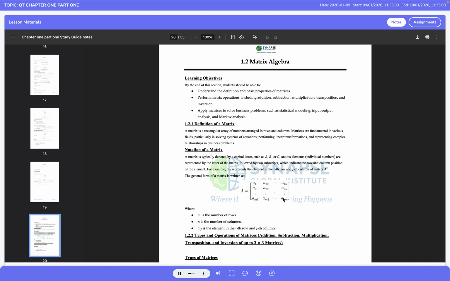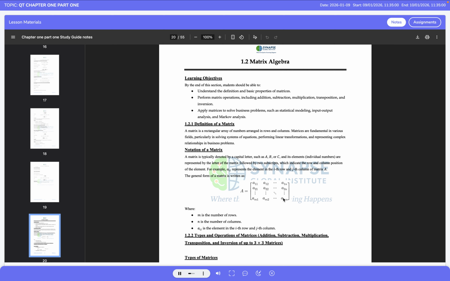A matrix is usually denoted by a capital letter such as A, B, or C. The individual numbers within a matrix are called elements, and each element is identified by 2 subscripts that show its position. For example, A with subscript ij represents the element located in the ith row and the jth column of matrix A. In general terms, a matrix consists of m rows and n columns, and this size is referred to as the order of the matrix.